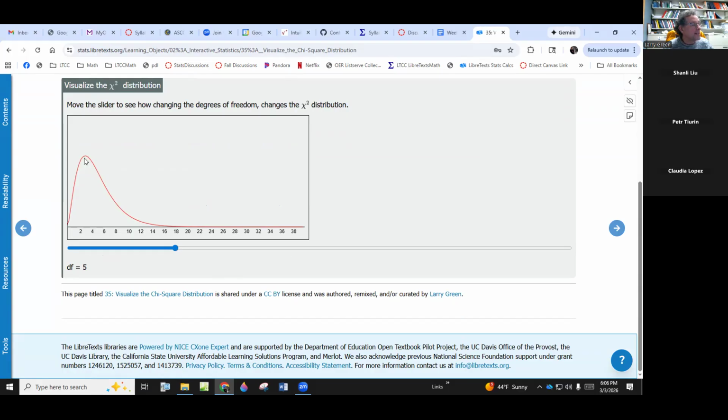It has one peak. And one thing about the chi-square distribution that the other distributions do not have is a property that there are no negative values. Okay, and you might expect that because of the name chi-squared. If you square something, you don't get a negative number. Right? If you square -4, you get positive 16.